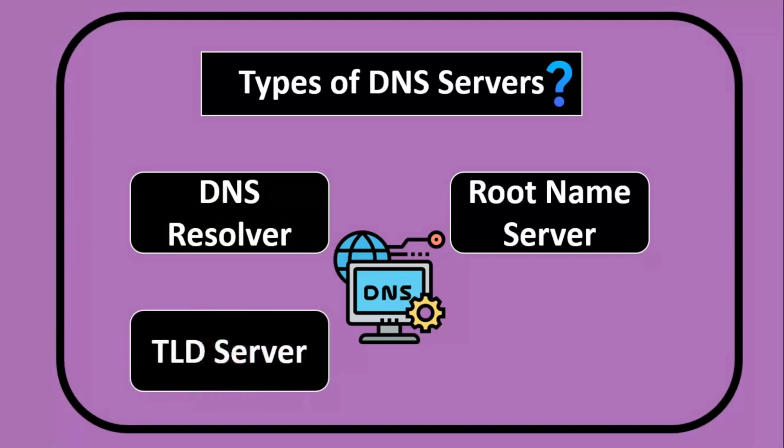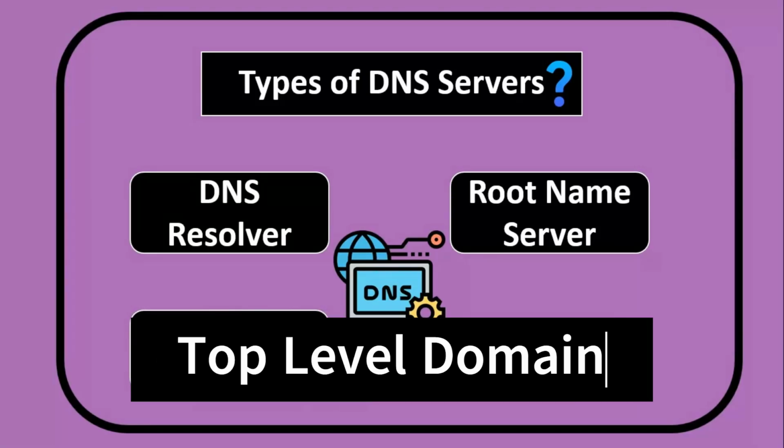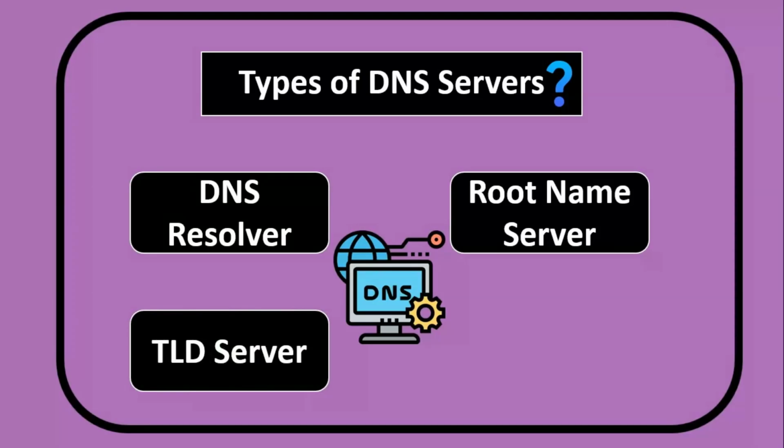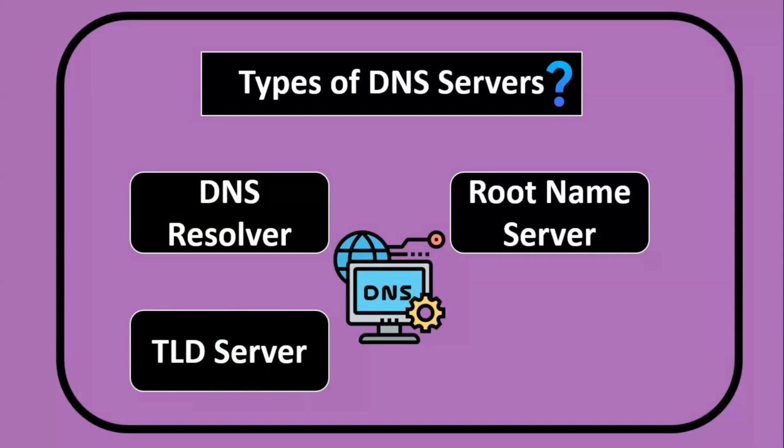The third one is the TLD server. The abbreviation is top level domain. The TLD server is responsible for managing the DNS records for the top level domains, for example .com as in www.google.com, .org or .net, etc. They provide the referral to the authoritative DNS server for the specific domain within their TLD.